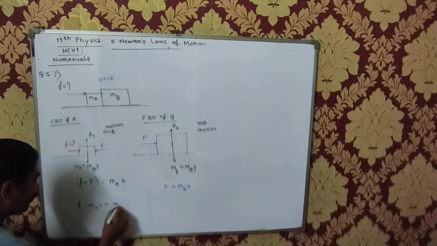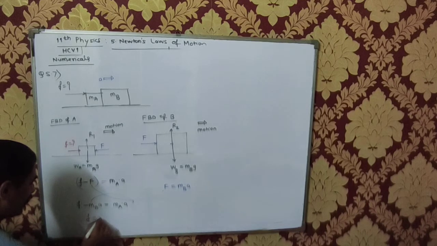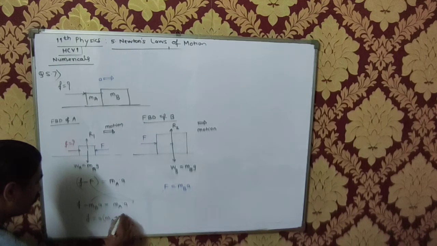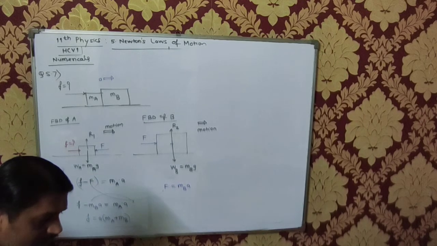A. Can I transfer it here? Can I take A common? And this is going to be F equal to a into MA plus MB. The ma with the minus becomes a plus when it goes to the other side. Yeah. Right?